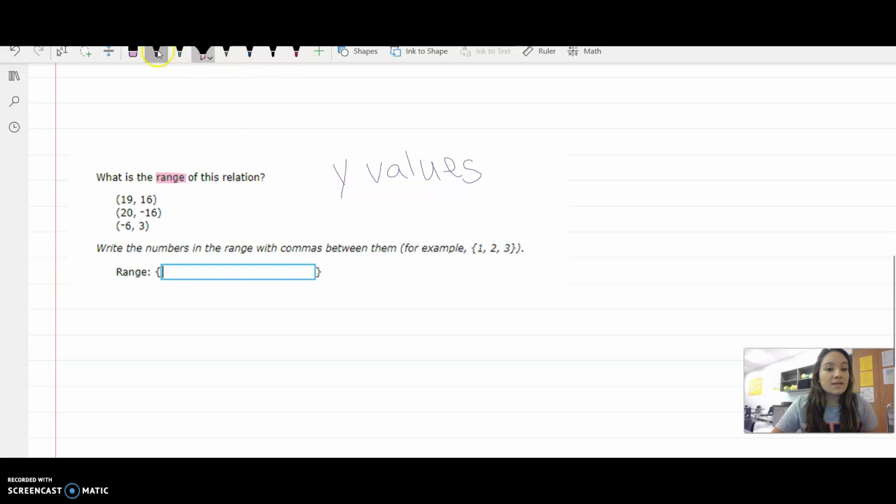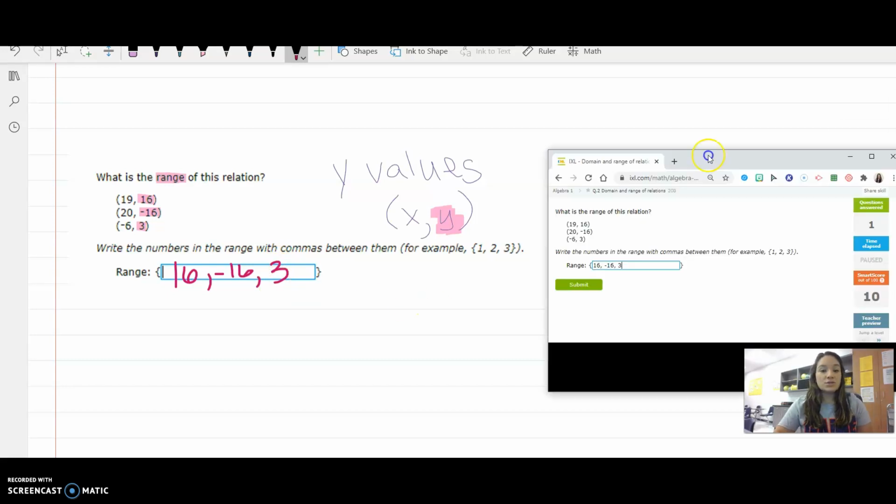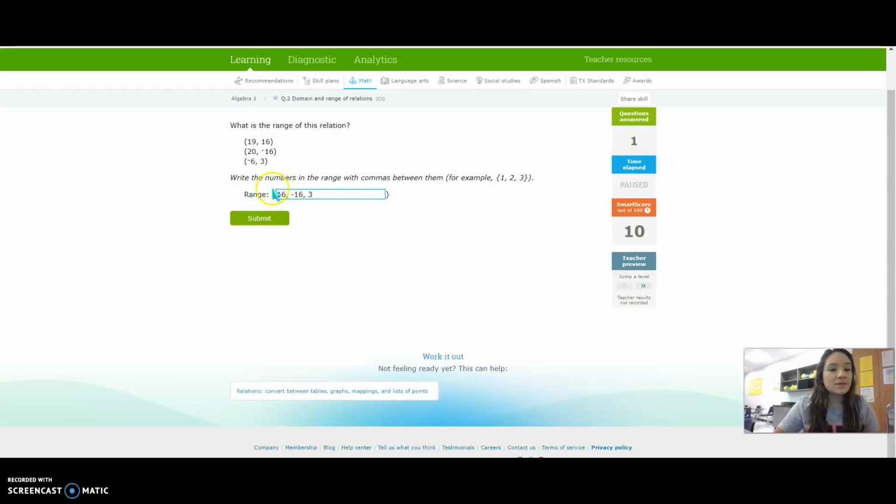Remember when we write points, they always look like this, right? X, Y. So we're looking for that second number in the point, all right? So I'll just highlight them in pink. Here's one of them, here's the other, here's the third. None of them repeat, so I have to list all 3 of them. So my final answer would be 16, -16, 3. All right, so if you're a little bit confused on how to put that in IXL, this is how it would look.